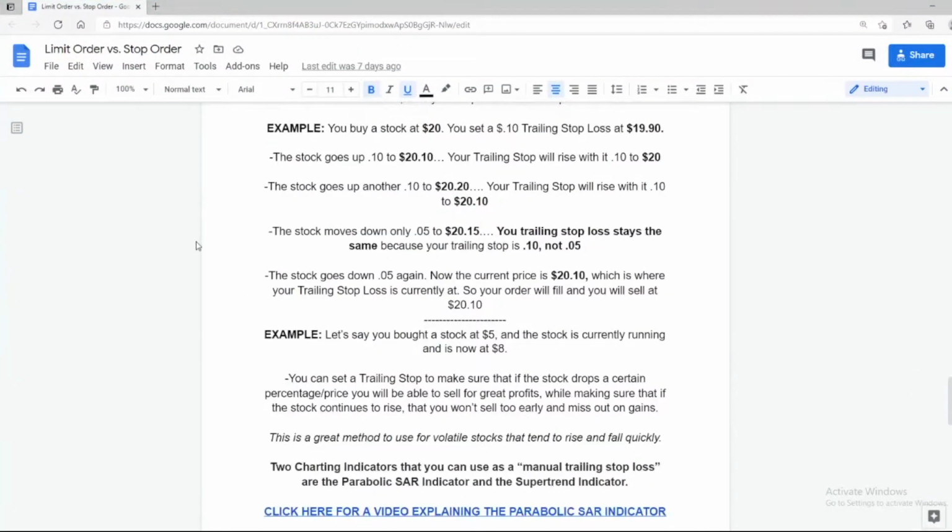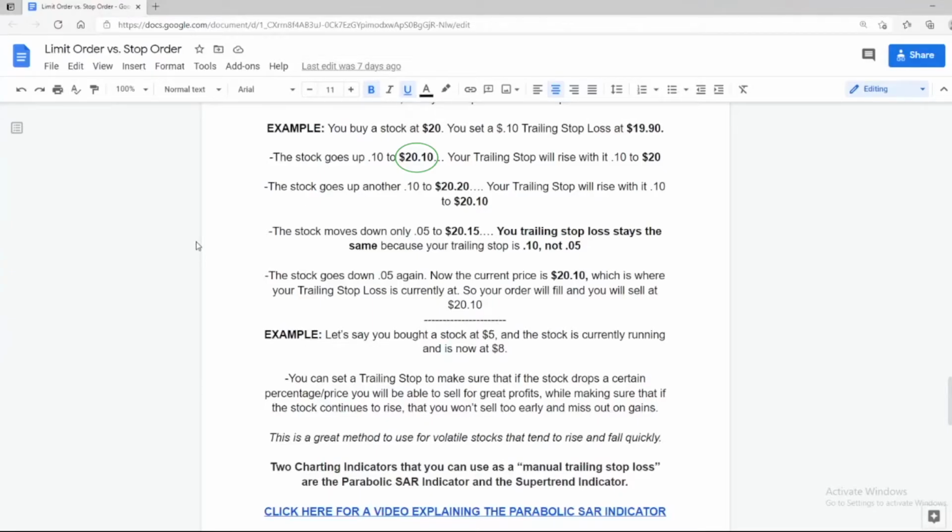So example, you buy a stock at $20. You set a 10-cent trailing stop loss. So your trail is 10 cents and you set the stop loss at $19.90. So remember, your trail is 10 cents. So when the stock moves up your selected trail, which in this case is 10 cents, then your stop loss will move up with it. The stock goes up 10 cents, which is your trail. So the stock goes up 10 cents. Now the stock is at $20.10.